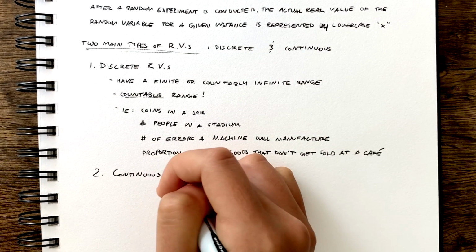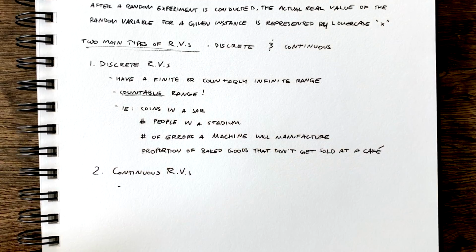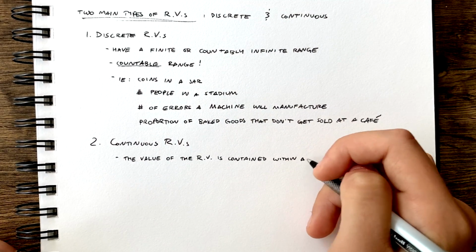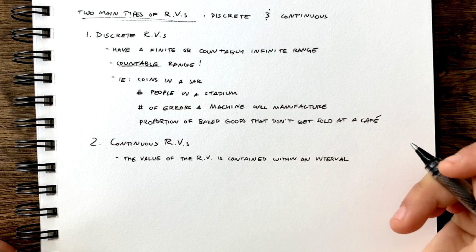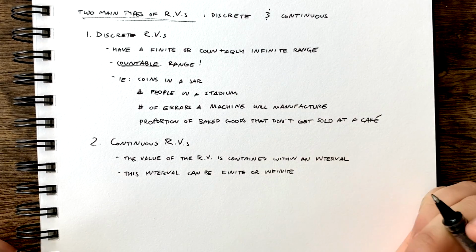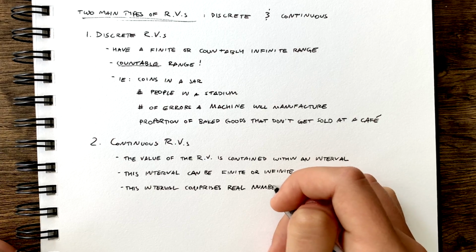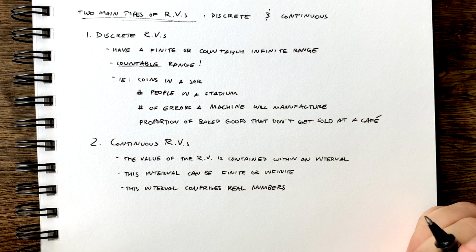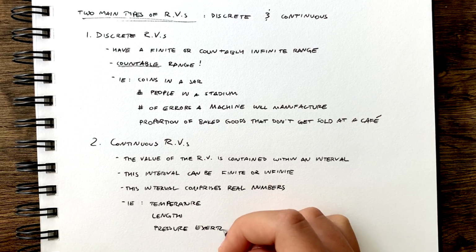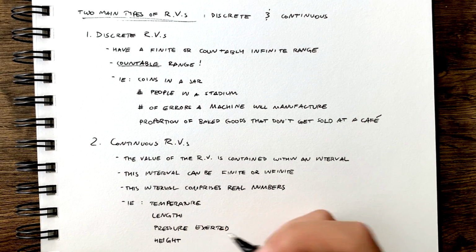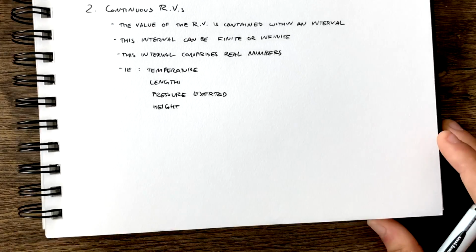Secondly, let's run through continuous random variables. Continuous random variables are those where the value of the random variable is contained within an interval, and this interval can be finite or infinite. This interval also comprises real numbers, and some examples of continuous random variables can be temperature, length, pressure exerted onto an object, or height.